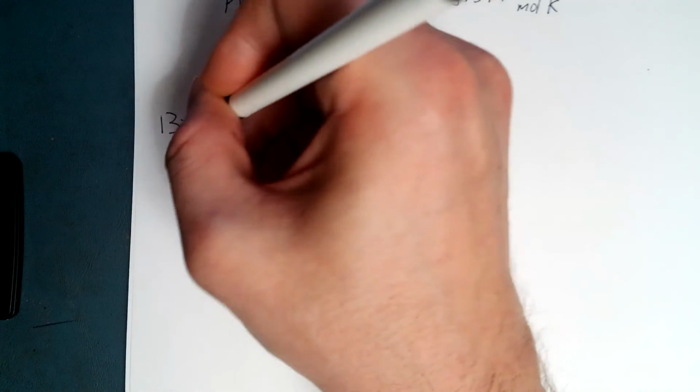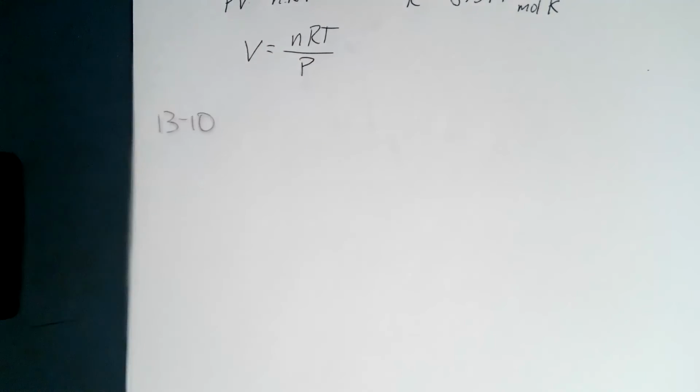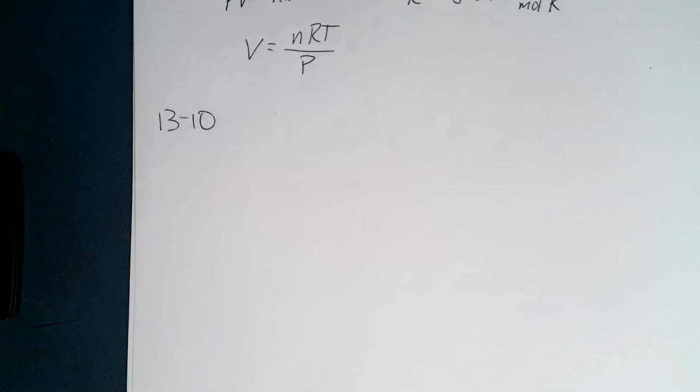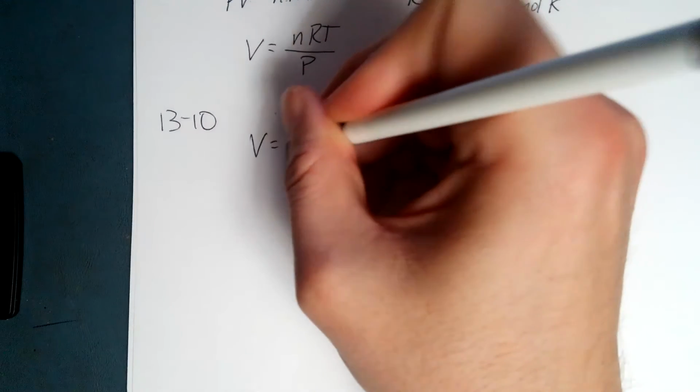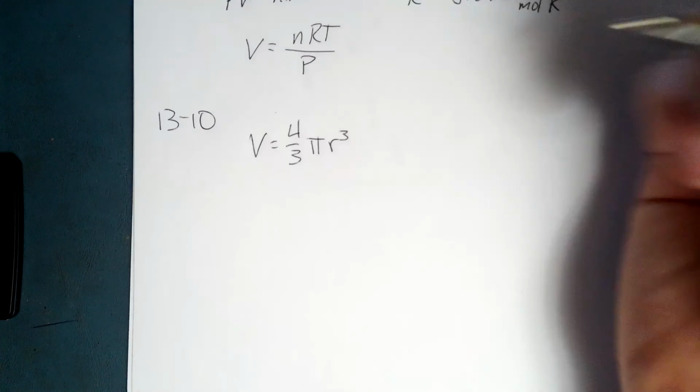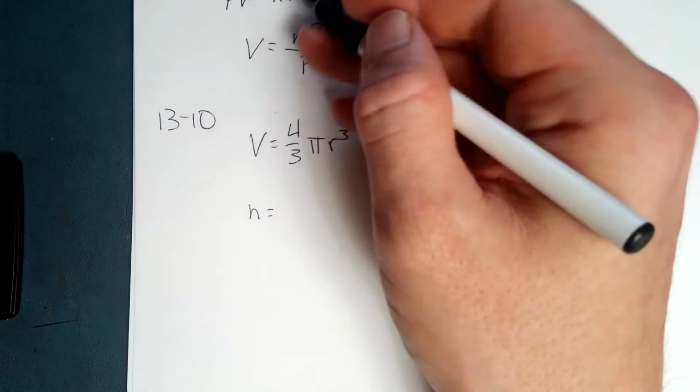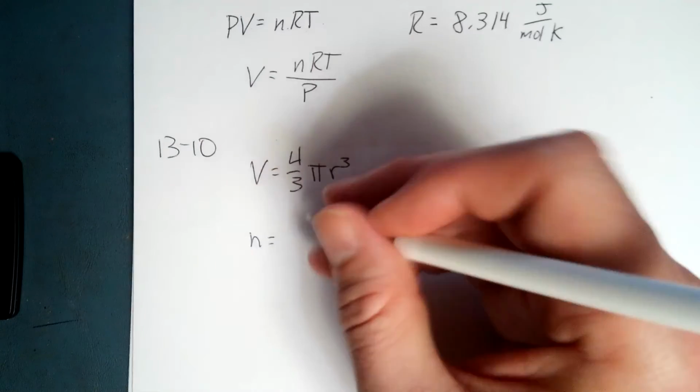Okay, 13.10. Helium balloon. So just to see what else we can do with this ideal gas law. This helium balloon is a sphere, radius 18 centimeters, at room temperature, 20 degrees Celsius, and 1.05 atmospheres. Find the number of moles of helium in the balloon, and the mass of helium needed. The only thing different here is you have to apply the volume formula for a sphere, and then solve the ideal gas law for N.